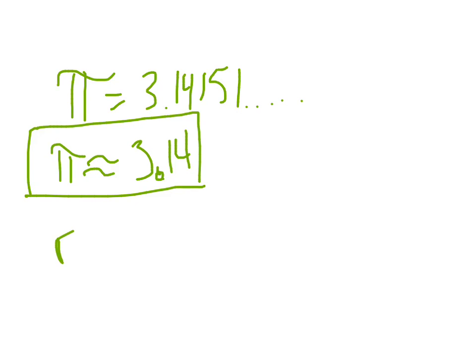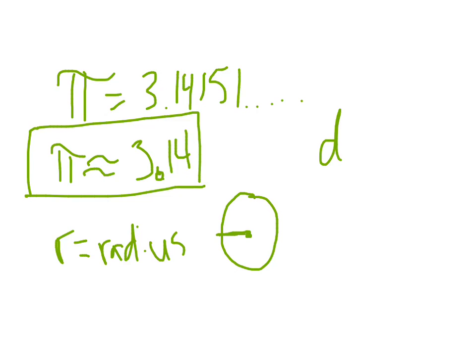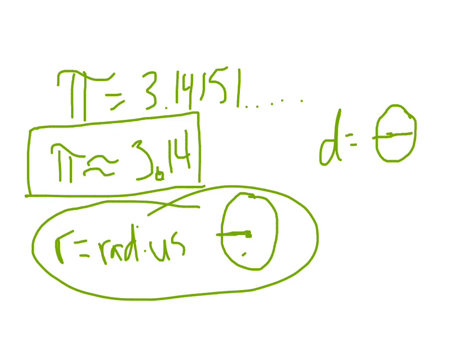The r is the radius, and that is the distance of the circle from one side to the middle. That's your radius. You start on one side and you stop at the middle. In the previous section we learned about diameter, which, if you remember, was from one side of the circle through the middle back to the other side. For this section we're working with radius, which is from one side just to the middle.